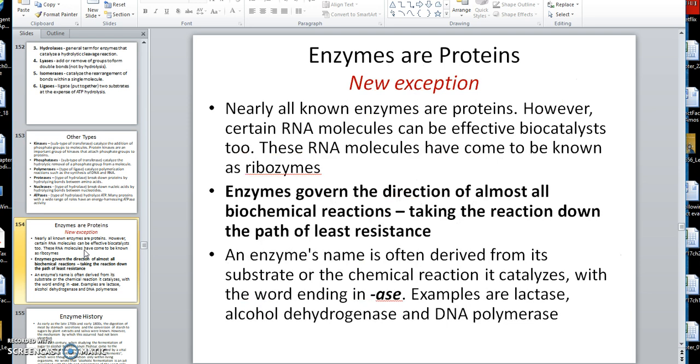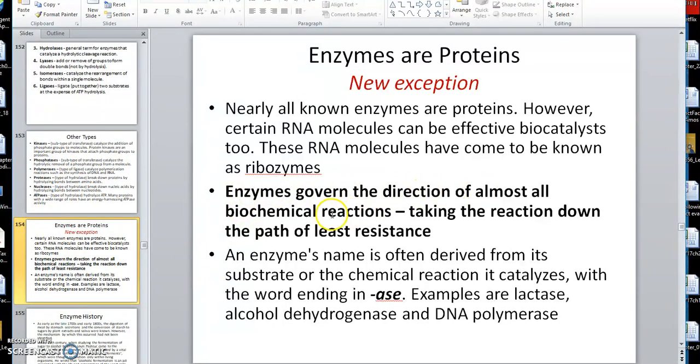Okay, enzymes are proteins. There is a new exception. I like to be on the cutting edge, but we won't discuss it. We have found that RNA, one of our genetic molecule types, can act as an enzyme, and that's called a ribozyme. So in the past, it used to be all enzymes were proteins. Now there has been an exception that we have found some that are RNA, as a ribozyme. That's about all I'll mention on that.